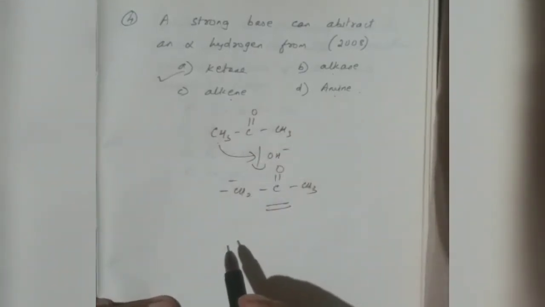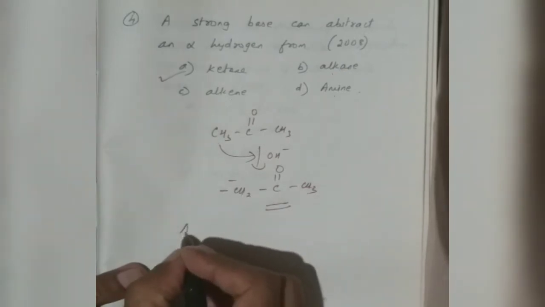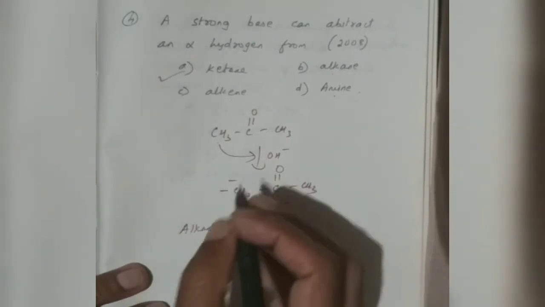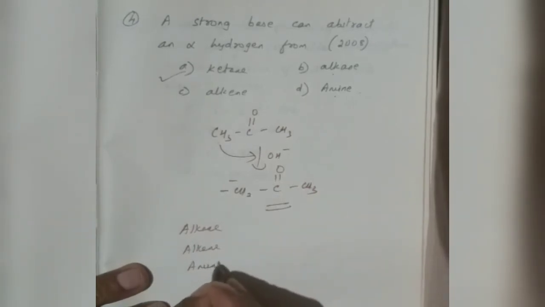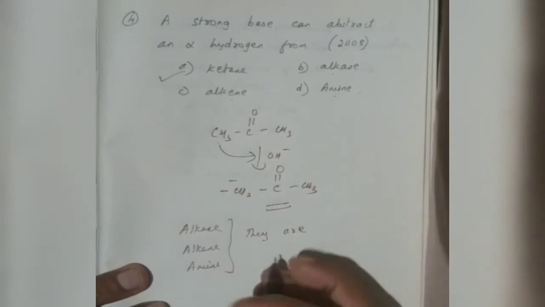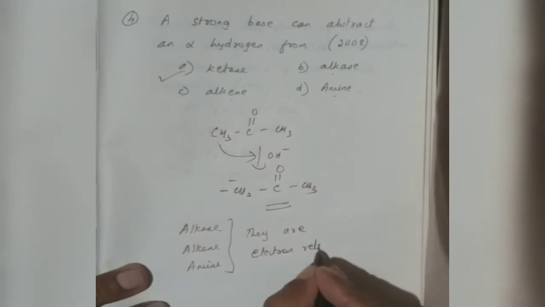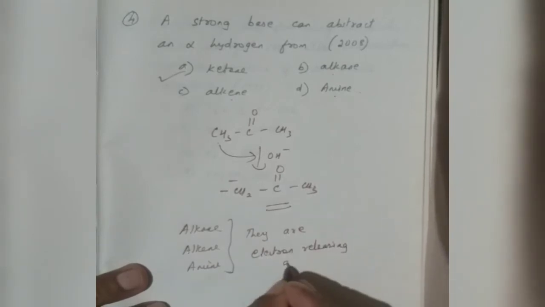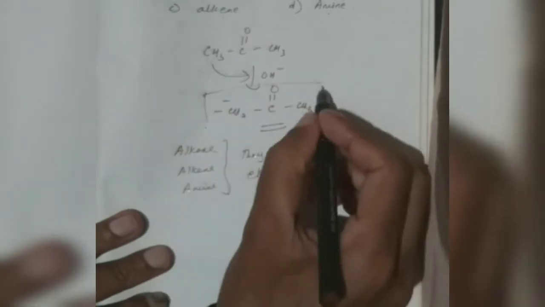But what happens there is, in the case of alkene and amine, in all three, they are electron releasing groups. They will release the electrons. So what I want to mention here is, let me take the structure now.